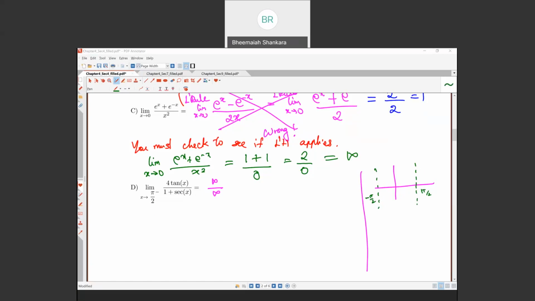And the graph of the tangent function looks like this. You go as close as possible to the vertical asymptote, but do not touch it. So at pi over 2, you see the tangent function is going to infinity. That's the reason we wrote infinity. So let's do a graph for the secant function.